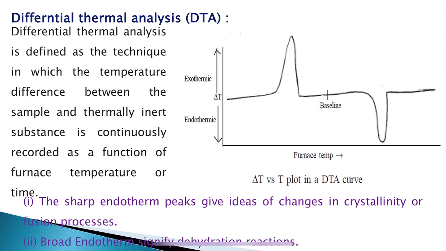So in my last class, I started discussing thermoanalytical methods. There I explained the introduction to thermal methods of analysis, what is meant by thermal methods of analysis, and I explained thermogravimetric analysis, what is meant by thermogravimetric analysis, and what is the principle involved in it. And we took an example of silver nitrate, AgNO3, and we saw the thermal analysis of silver nitrate.